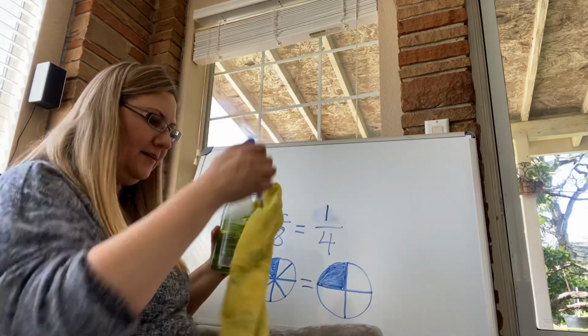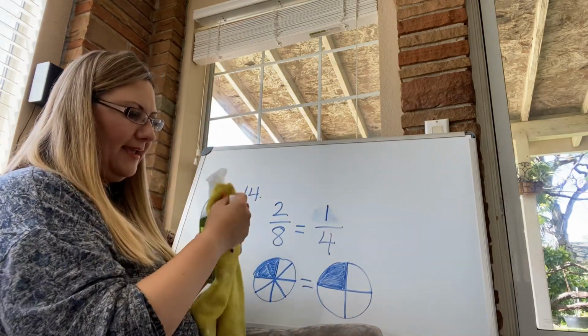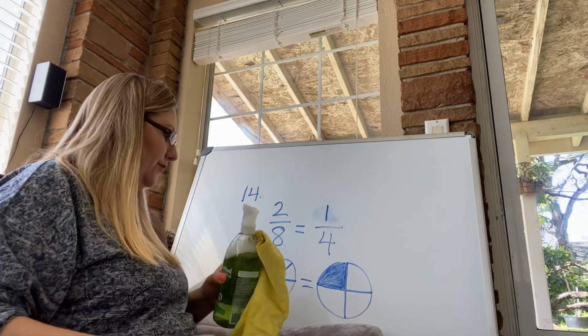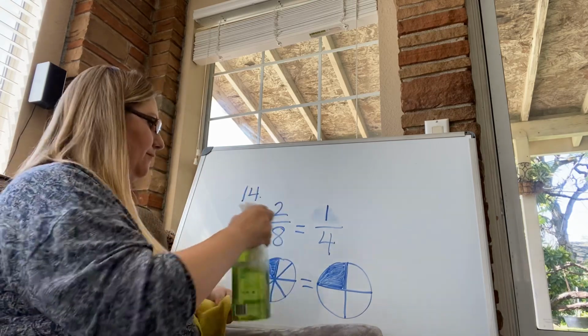Go ahead and draw 4 out of 8 and 1 out of 2 for your other congruent circle while I get myself ready here.